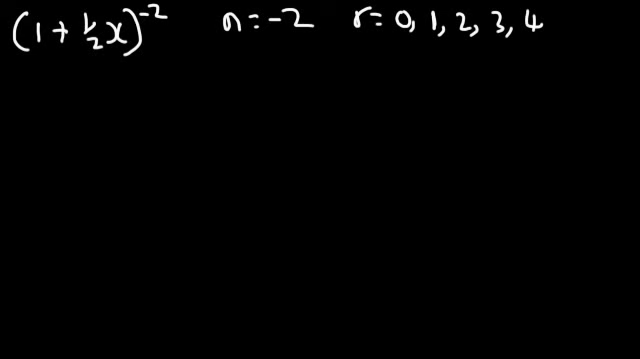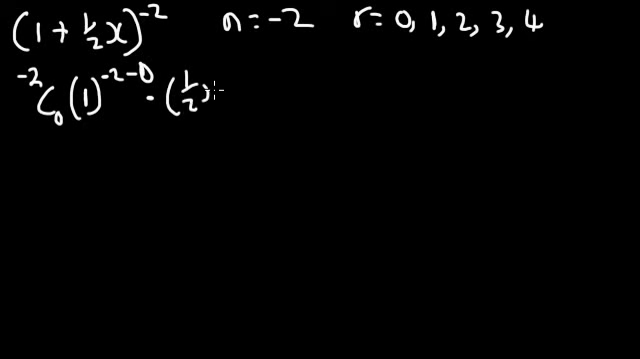Okay. So for the first term, that's when r is 0. So we have n is minus 2 combined with r, which is 0. Then multiply by the first term, 1 raised to the power minus 2 minus 0, since r is 0, that's n minus r. Then again multiply by (1/(2x)) raised to the power of 0 because r is 0.